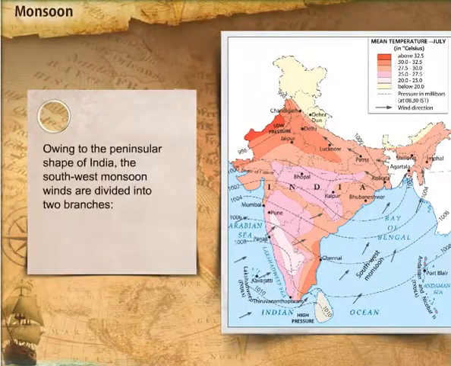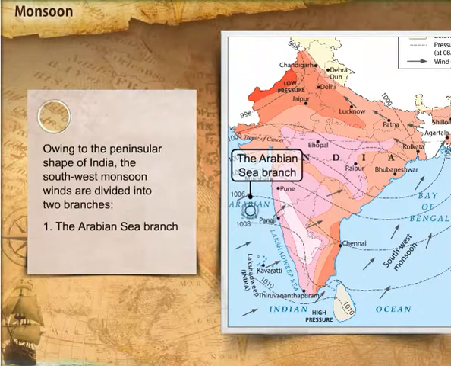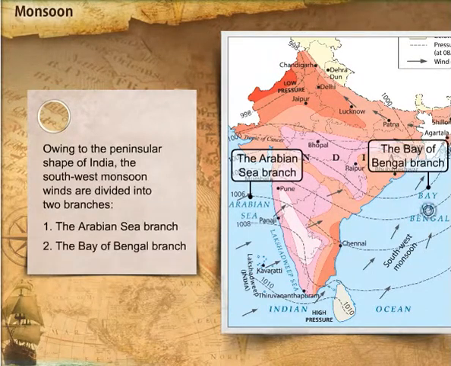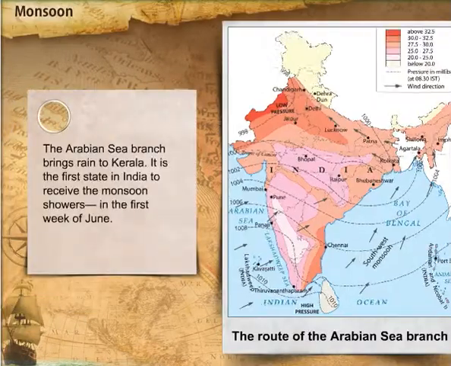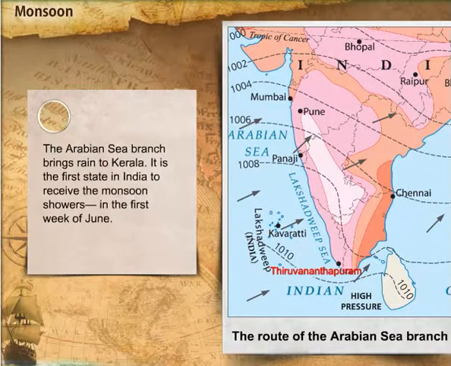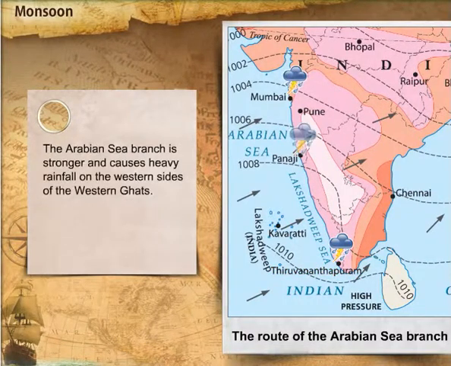Owing to the peninsular shape of India, the southwest monsoon winds are divided into two branches, the Arabian Sea branch and the Bay of Bengal branch. The Arabian Sea branch brings rain to Kerala. It is the first state in India to receive the monsoon showers in the first week of June. The Arabian Sea branch is stronger and causes heavy rainfall on the western sides of the Western Ghats.